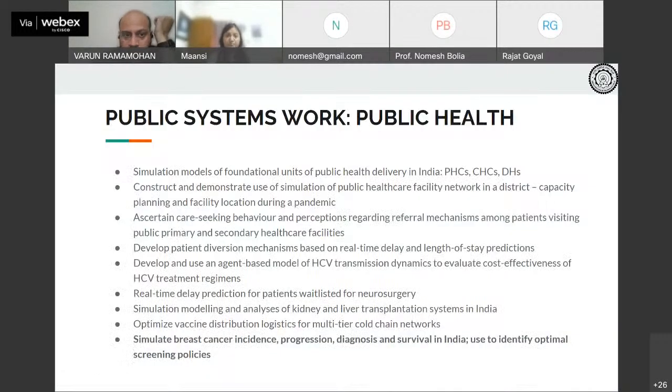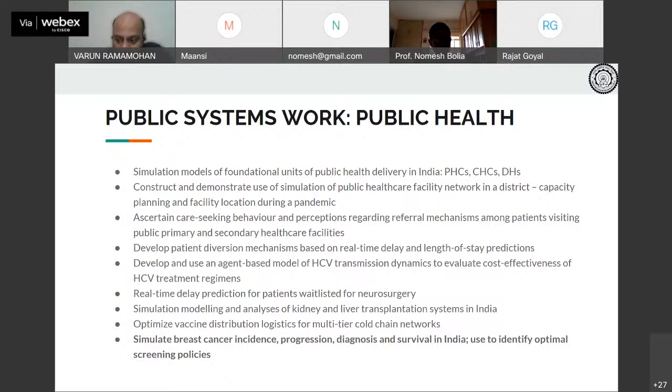So this is a big part of my work, which involves developing mathematical and computational models of public health delivery. So that falls right under the public systems panel. So one of the main things that I'm focusing on as part of my work is to establish a set of computational tools that can be used to analyze healthcare delivery, right?